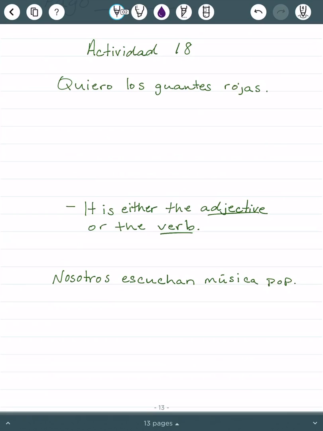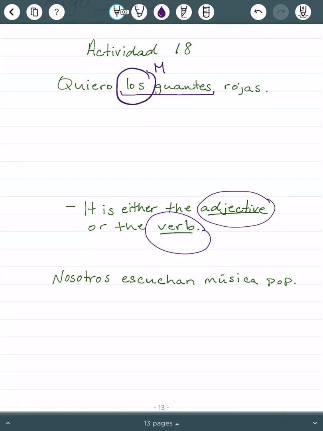All right, last one, activity 18. So this one is pulling together adjective agreement and verb agreement. So this is a big deal. If you look at the example, it says, quiero los guantes rojas. There's a problem here. And I would say the best thing to do is look at your noun. So, los guantes. I hope you're starting to notice things. Los is masculine and it's plural. So then let's look at our adjective. Rojas. Is that masculine and plural? It is plural, but it's not masculine. So then the answer is to change that and make it masculine. So change that A to an O and keep it plural.